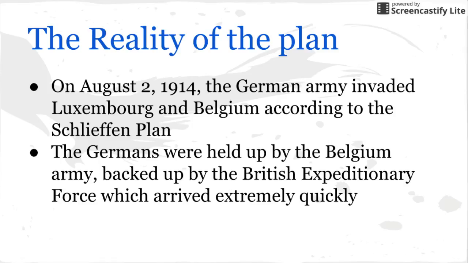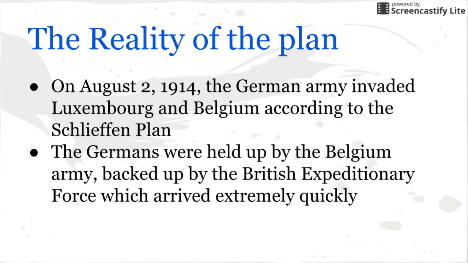Now, their plan called for a quick run through Belgium. They didn't think the Belgian army would fight very hard or put up much defense, and that way they would be able to get into France quickly, around the French army, which was going to be all based on the French and German border.